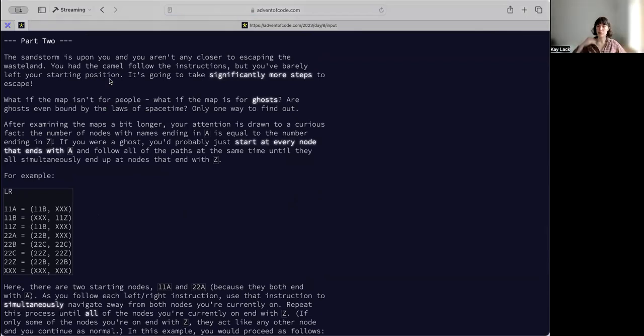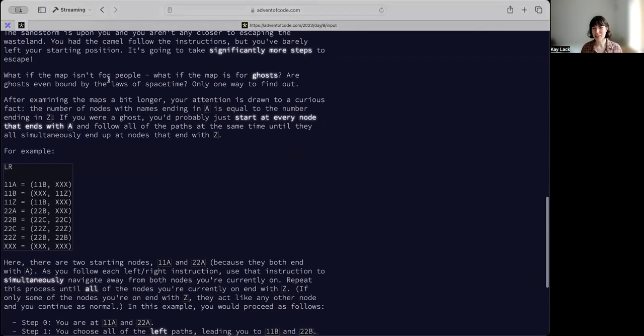Sandstorm is upon you, and you aren't any closer to escaping the wasteland. You had the camel follow the instructions, but you've barely left your starting position. It's going to take significantly more steps to escape. What if the map isn't for people? What if the map is for ghosts? Are ghosts even bound by the laws of space-time? Only one way to find out. After examining the maps a bit longer, your attention is drawn to a curious fact. The number of nodes ending with A is equal to the number ending with Z.